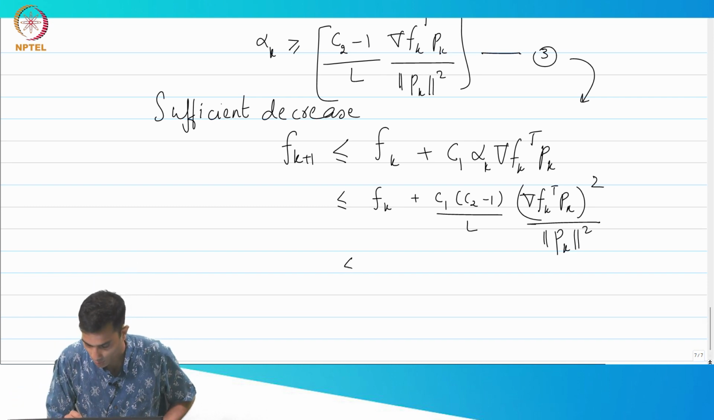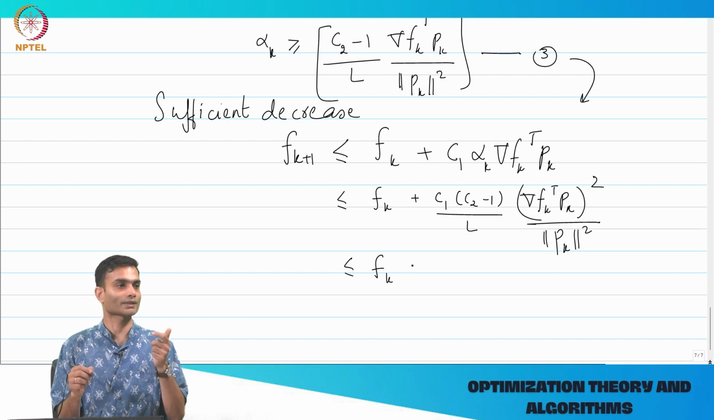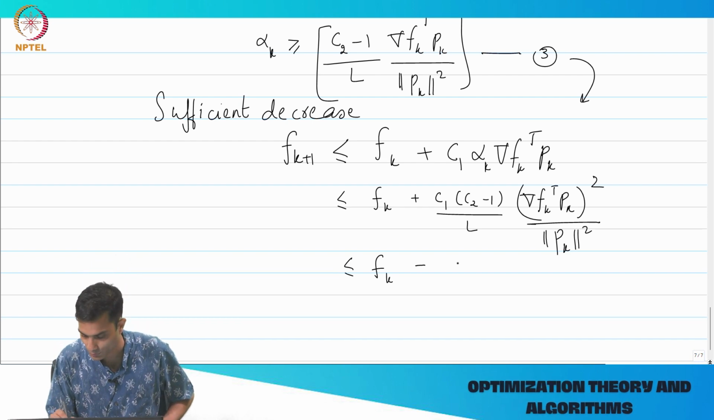One common thing that is done is that this C2, as we just observed, is actually less than 1. So what people will do is write this like this.